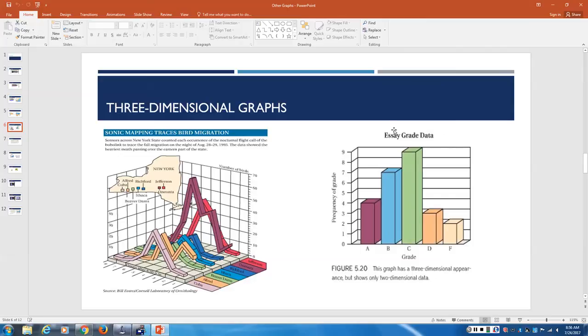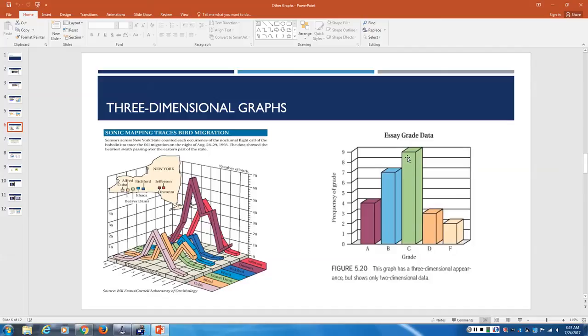This figure shows essay grade data, and this is the number of people that got A's, this is the number of B's, this is the number of C's, D's, and F's. It actually has a three-dimensional appearance, but it only shows two-dimensional data. Now, the reason that's deceptive, if you compare only the face of these bars, you can see that a C is indeed the most frequent.